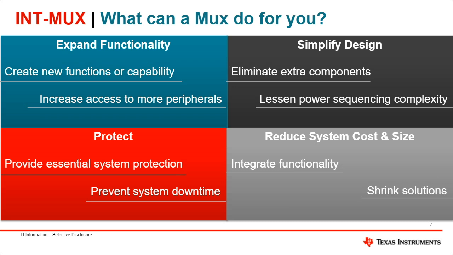Reduce system cost and size, which again comes with simplified design. If you have fewer components in your system, your system has a smaller footprint, fewer devices, and a lower cost. So: a smaller solution with bigger functionality. And also protection: provide essential system protection and prevent system downtime. Our devices have a lot of protection features that we'll go into a bit later, but basically they're capable of protecting downstream components in the case of failure, overvoltage, or some other cases we'll cover later.